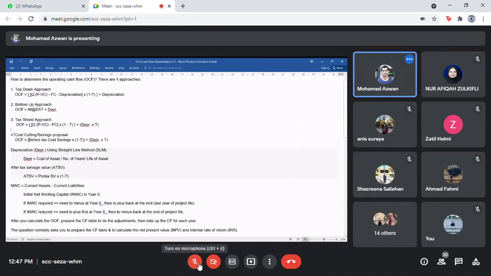And number 4, we have the cost cutting or cost saving proposal. This one, OCF equals before-tax cost saving. This will be given in the question. It will mention cost saving, but you have to take the before-tax amount. And then you times 1 minus tax, and lastly plus depreciation times tax rate.